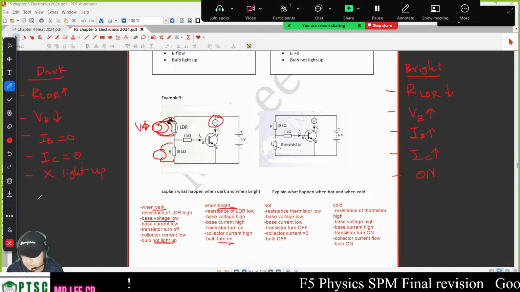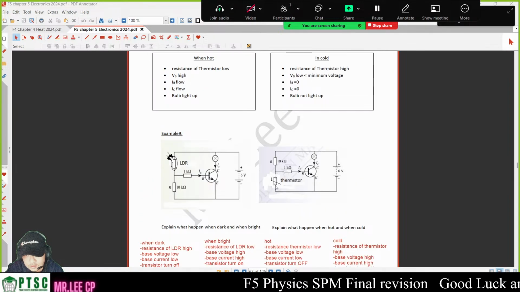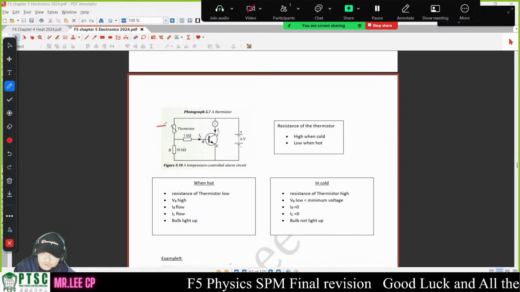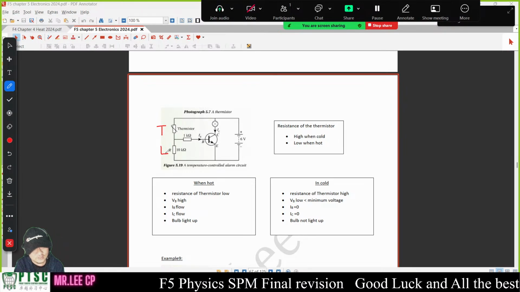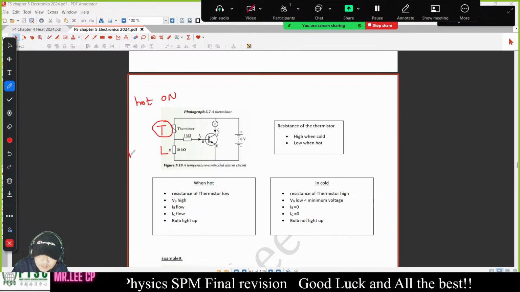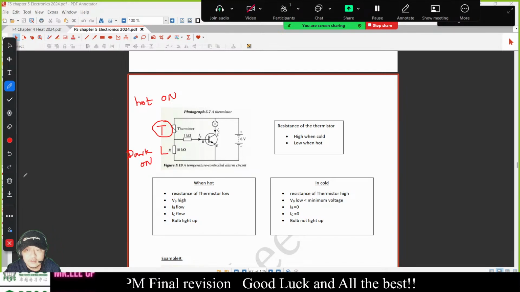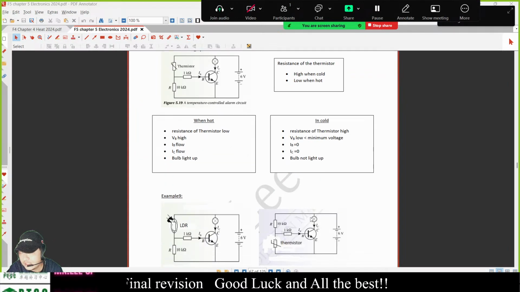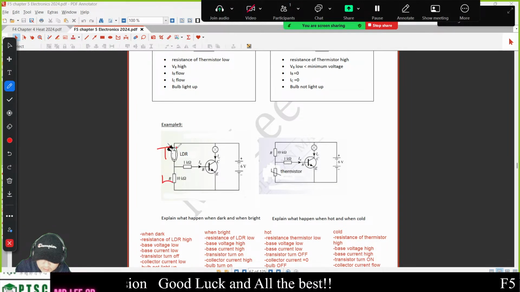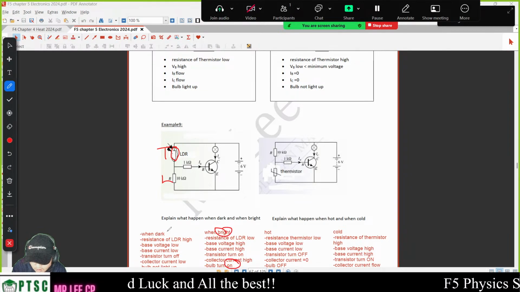I just briefly go through. This is how to memorize. The way that I taught you to memorize is the normal way: if you see thermistor here, hot on. This one LDR here, dark on. For example, in the objective questions you need not think so much. This one dark cannot on. Bright on. So bright on, dark off.